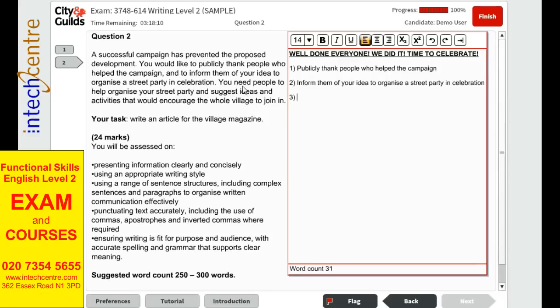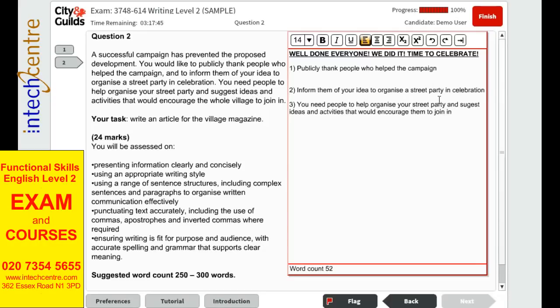Thirdly, you need people to help organize your street party, and suggest ideas and activities that would encourage them to join in. Okay, so these are going to be our 3 paragraphs. They're given in the scenario just as I did in the first question. I use the scenario to formulate this and structure what I'm going to write about.